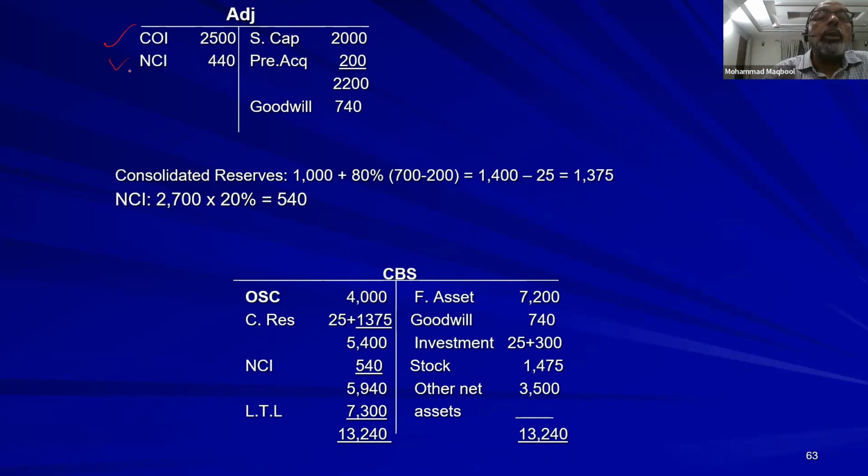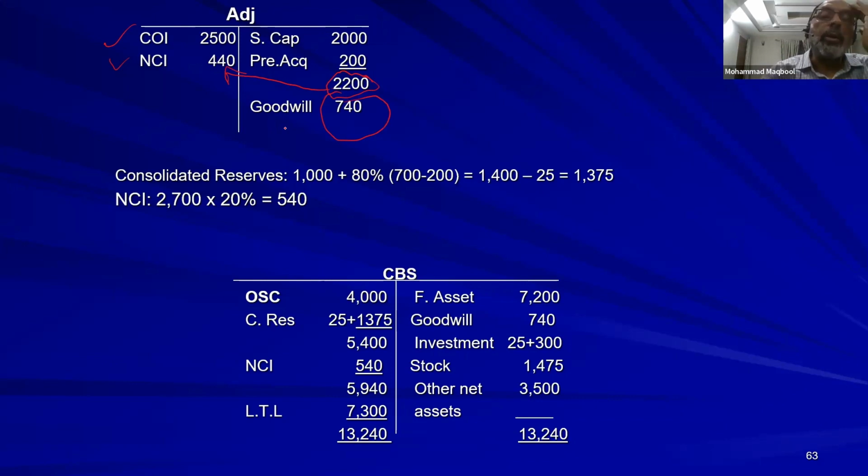Non-controlling interest, which is basically share capital plus pre-acquisition reserve, comes to 2020. And 20% of that is the non-controlling interest. They are not bringing the fair value, rather they are taking the percentage of the fair value of net assets at the rate of 20%. And the difference is the goodwill, which will go to the balance sheet. I'll show you in a minute.